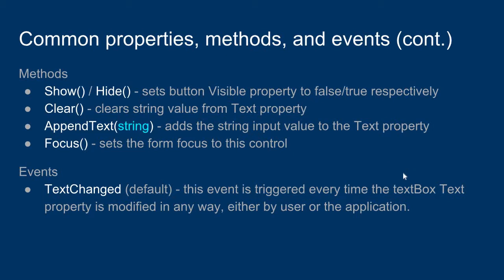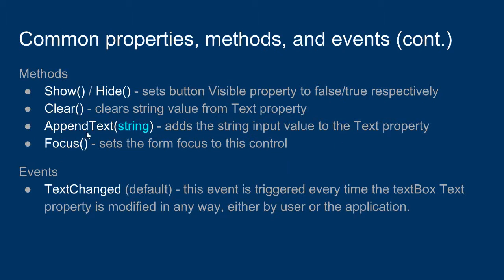Some helpful methods that are associated with the text box are as follows. There are the show and hide methods, which change the visible property to true or false. The clear method, when you call it from a text box, basically sets the text property to an empty string. So it clears out any characters that are stored in the text property.